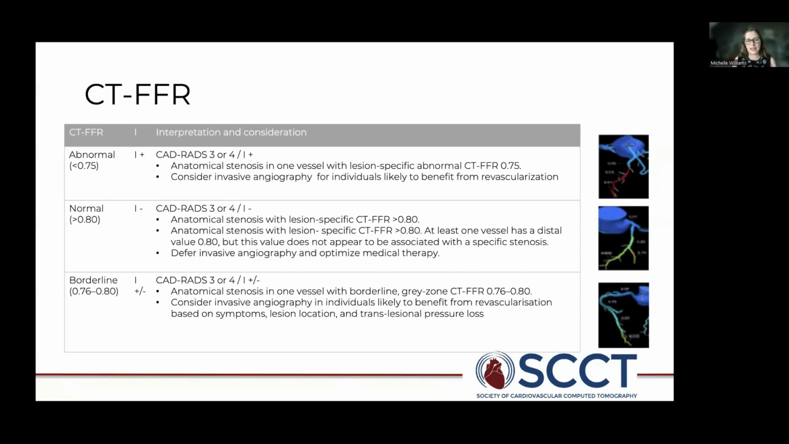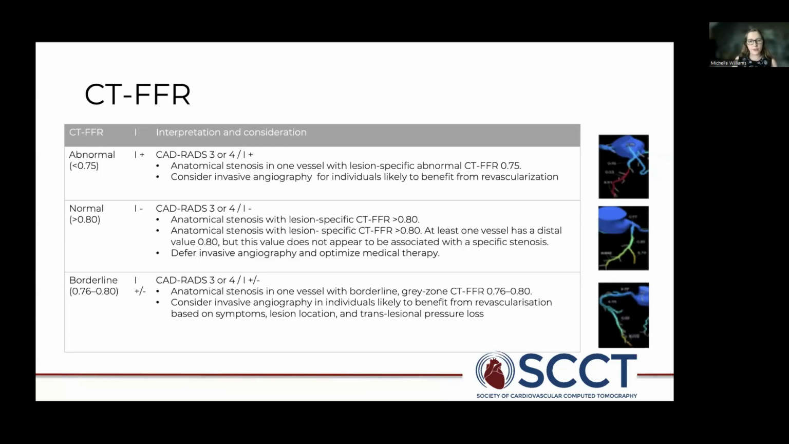At the other end, the I- patients, so CAD-RADS 3 or 4 and I-, there's two possible interpretations of that. One is that we have an anatomical stenosis with a lesion-specific CT-FFR of greater than 0.8. The other is that we have that, but at least one distal vessel has a value of 0.8, but it's not associated with a specific stenosis. So an abnormal CT-FFR less than 0.8, but not associated with a specific stenosis. And in both of those cases, the consideration is to defer invasive coronary angiography and instead optimize medical therapy.